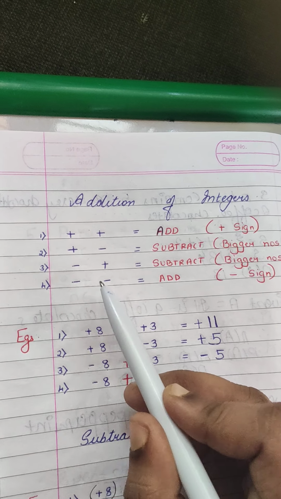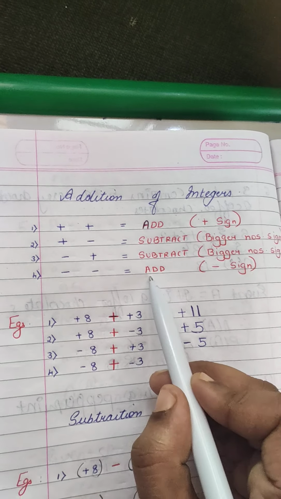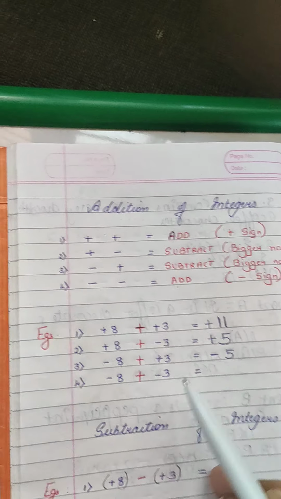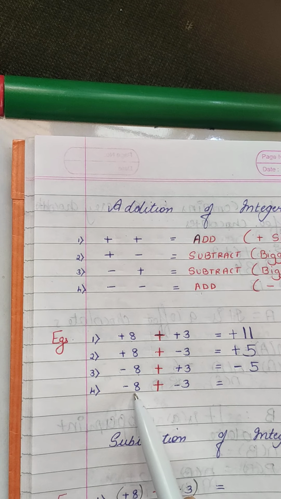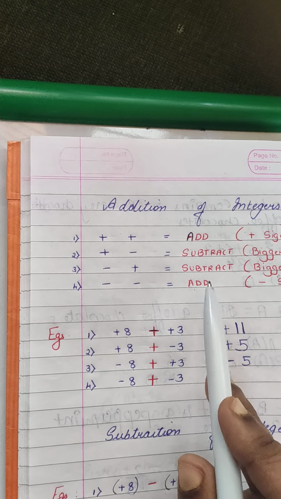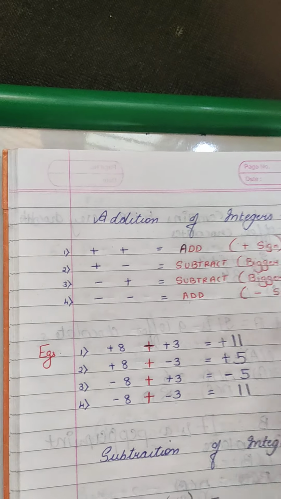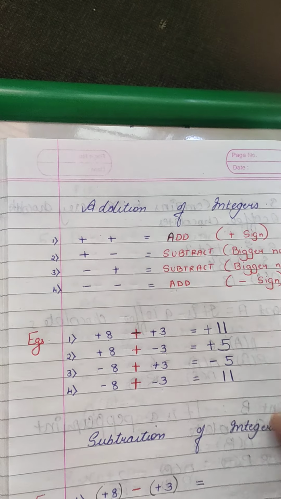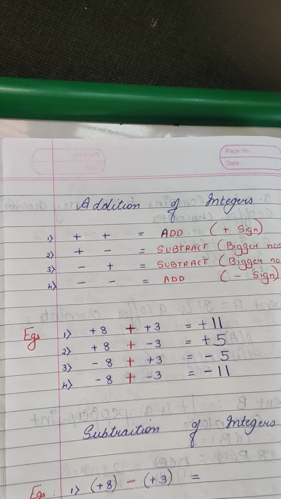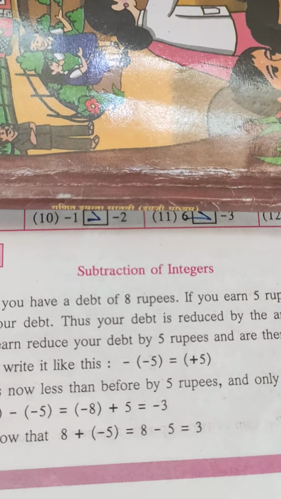The last one. Both the numbers are negative. In this situation, you will add the numbers and you will put a minus sign. You can see here minus 8 minus 3. Both are negative numbers. You will add. So 8 plus 3 is 11. And as I told you, you will put a minus sign. This is your addition of integers. Now we'll move on to subtraction of integers.